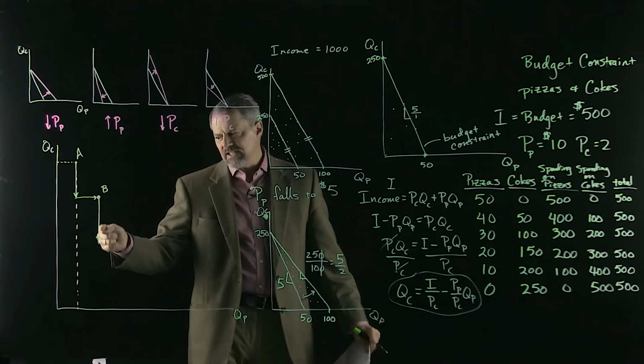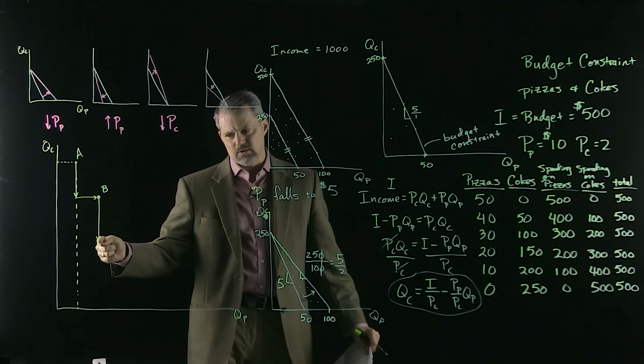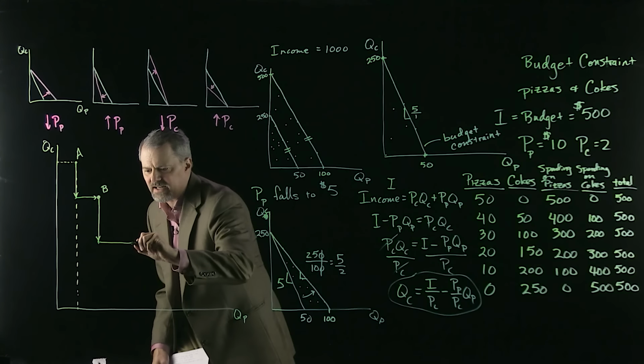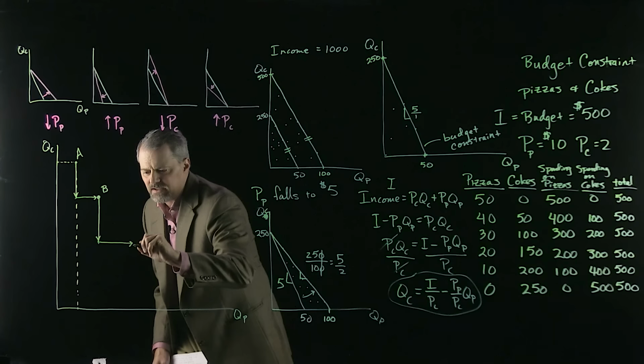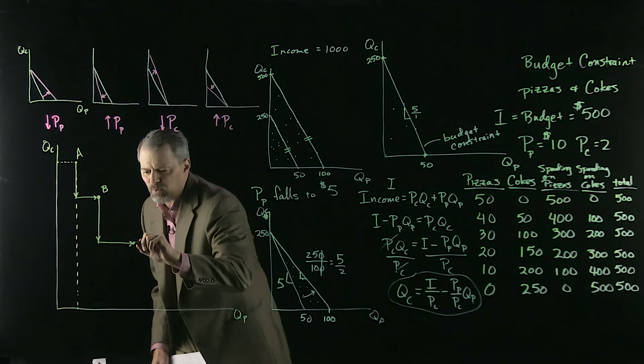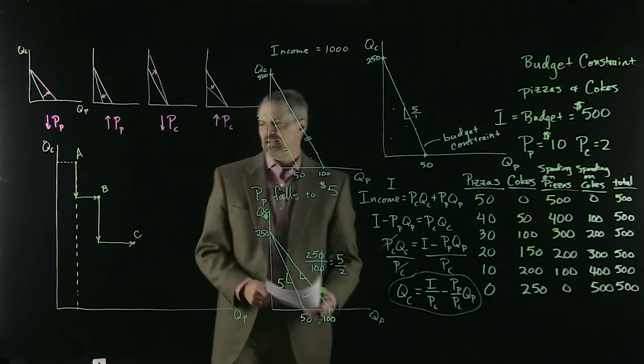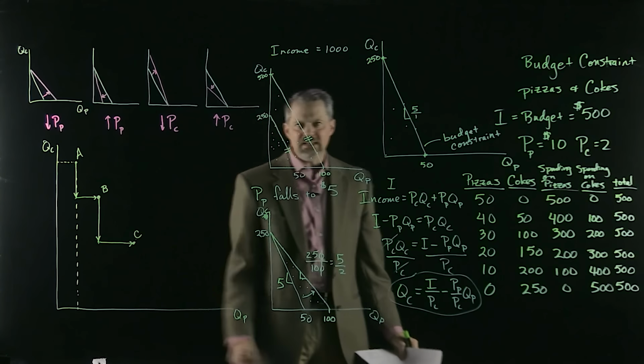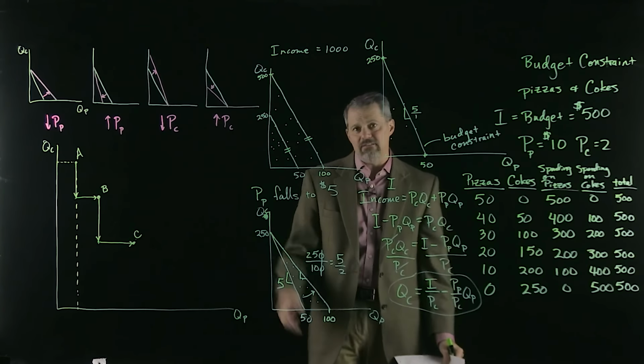But now we're getting to a point where you don't have much Coke. And so I'm going to need to compensate you with a larger amount of pizza than I did from A to B. So when we go down here to point C, and I take more Coke away from you, I'm going to need to give you more pizza to compensate you because now you don't have very much Coke.